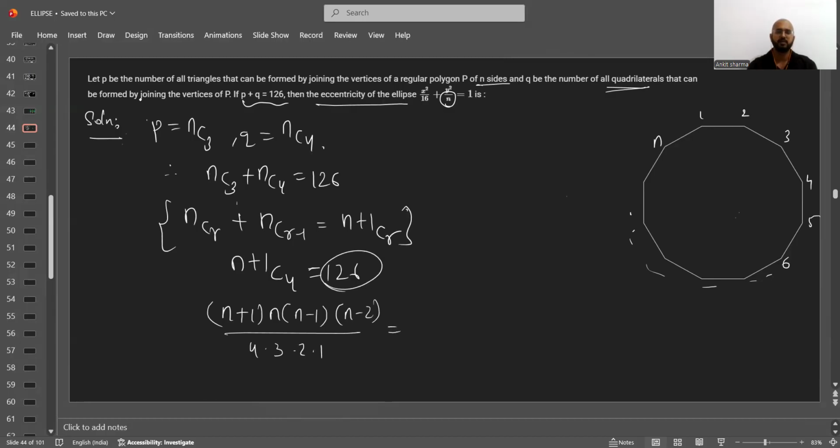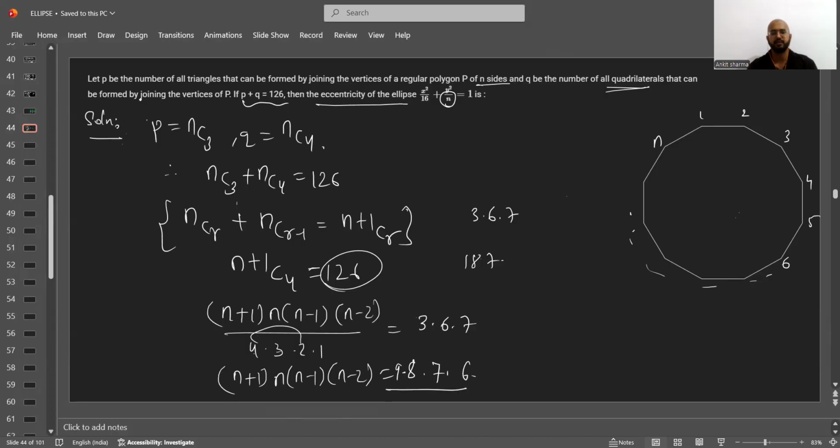126, which can be written as 18 into 7. 18 into 7 can be further written as 3 into 6 into 7. So I can write down 3 into 6 into 7. And now we can simply compare the equations here. n plus 1 into n into n minus 1 into n minus 2 is equal to 4 into 2, which will be 8, the highest. So I can write 8 here. Then the next number is 7, and then this will be 6. And then we have directly 3 into 3, which is 9. So I can write 9. And this will be 4 into 2 is 8, and then 7 and 6.